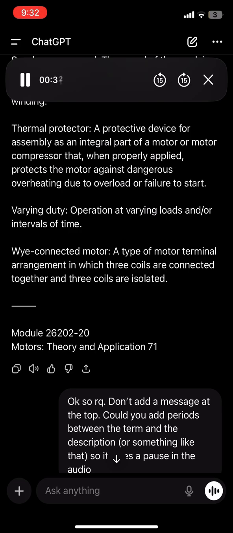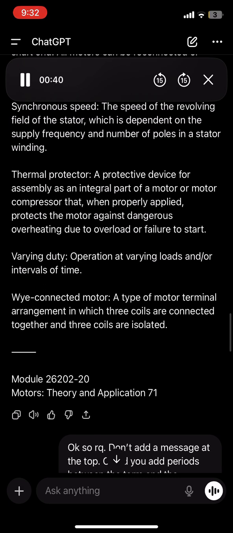Commutator, a device used on electric motors or generators to maintain a unidirectional current flow. Continuous duty, operation at a substantially constant load for an indefinitely long time. Controller, a device that serves to govern, in some predetermined manner, the electric power delivered to the apparatus to which it is connected. Delta-connected motor, a type of motor connection having three windings that form a closed circuit with three junction points connected to the line wires.